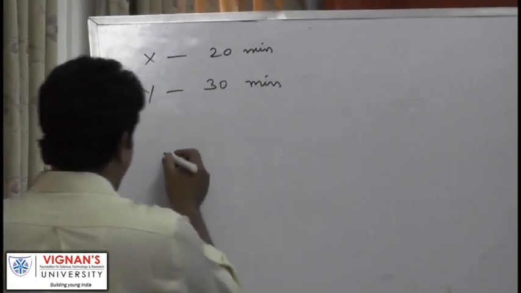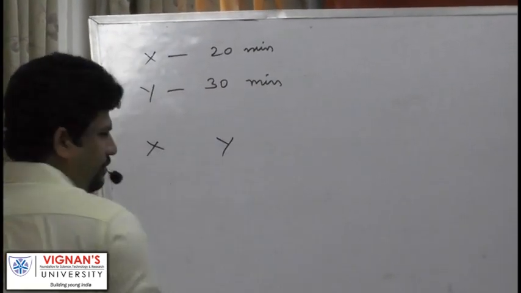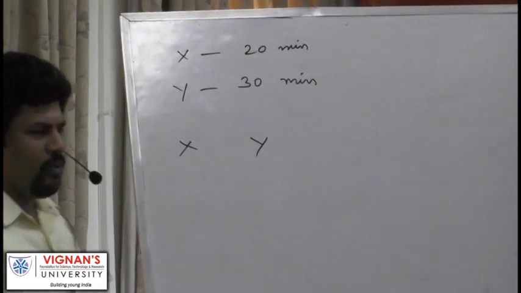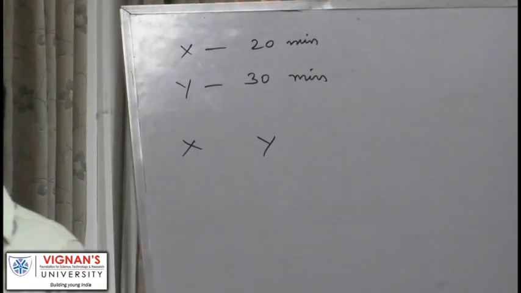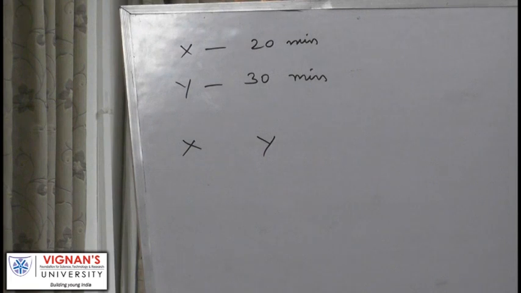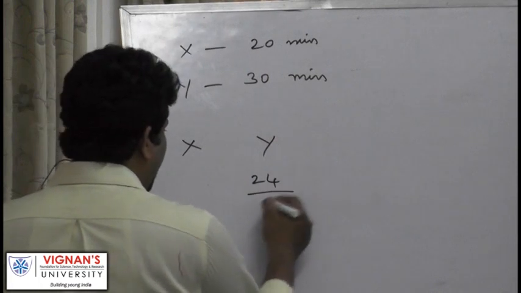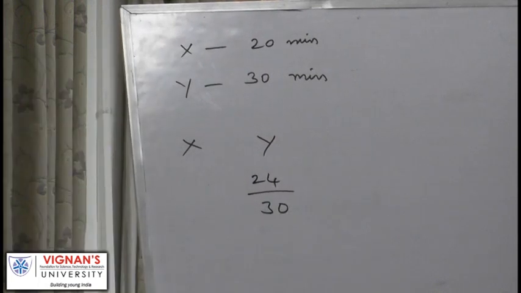Now see, X and Y. In 1 minute, what part of the cistern can Y fill? 1/30. 2 minutes? 3 minutes? 24 minutes? Right, that is the part of the cistern filled by Y. 24/30. What part of the cistern can X fill in 1 minute? X. 1/20. 2 minutes? We don't know after how many minutes it is closed.